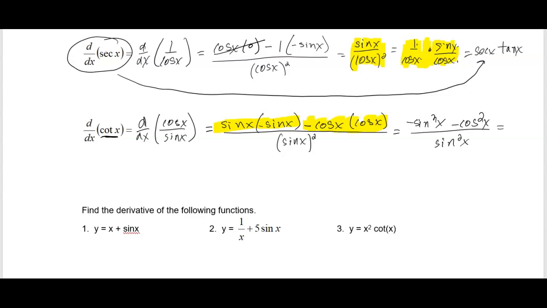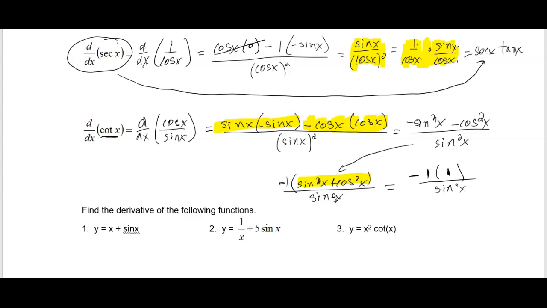I'm going to simplify this by pulling out a negative 1. Got a little excited and wrote too big, so I'm going to factor out the negative 1 to create this sine squared x plus cosine squared x that we should be familiar with, over a sine squared of x. So what this gives us is the negative 1 that I factored out, and within the parentheses, sine squared of x plus cosine squared of x is a 1. And then all over the sine squared.